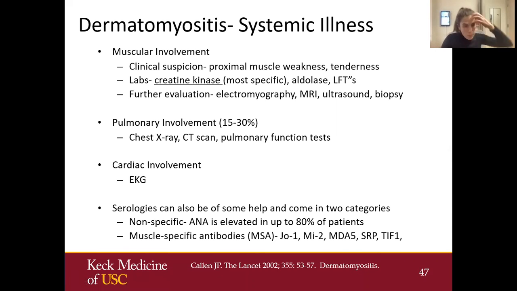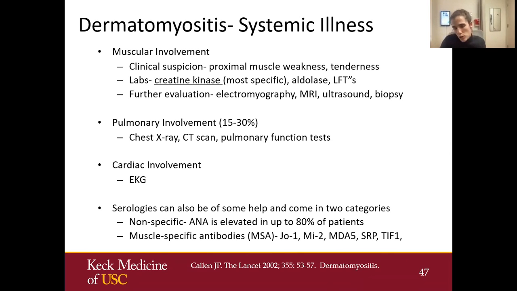And we also have to consider pulmonary involvement in these patients. It's probably, depending on the subtype of patient, somewhere between 30 and 50%. And to screen for this, we usually order CT scans, high-res CT pulmonary scans, depending on how worried we are, and then also PFTs. And cardiac involvement can be checked for with EKG.